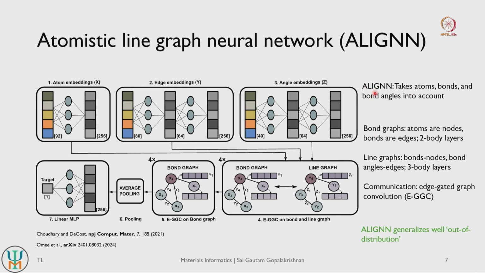So we used ALIGN as an architecture, and apart from the fact that it uses bond angles as well in characterizing a structure, we also saw that ALIGN generalizes fairly well out of distribution. If you presented data that is not immediately within the range of data that it has already sampled, ALIGN still made reasonably good predictions, as documented in a previous work. So this was another reason why we chose ALIGN.